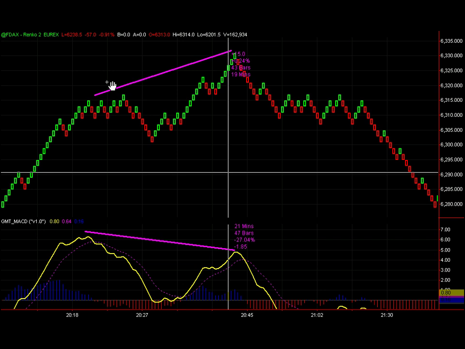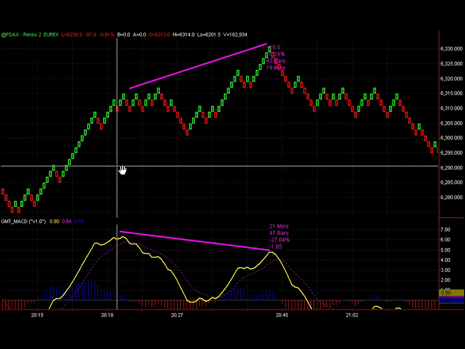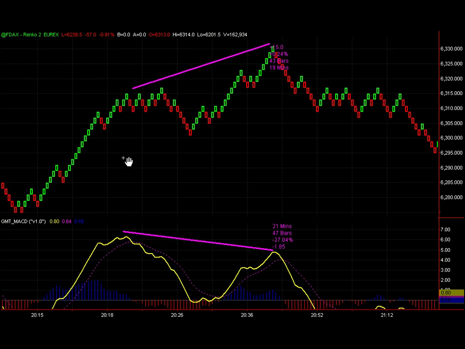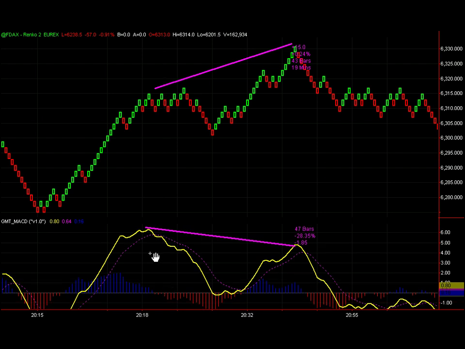Hey traders, welcome back. I'm going to start slowly putting the indicators onto this chart because I want to reinforce what we need to get a T3 setup. Now the first indicator I've loaded up on the chart is the GMT MACD. I've customized it a little bit, and the only thing I've done is change the thickness of the MACD line.